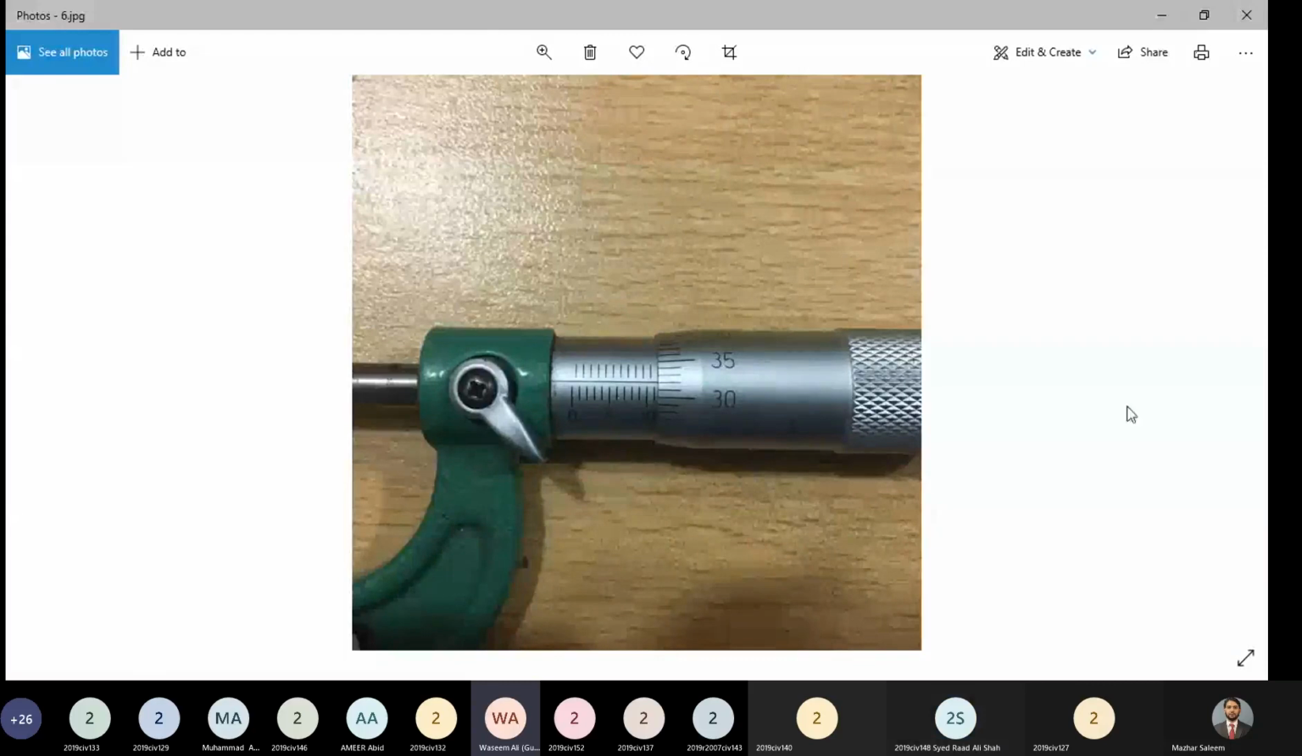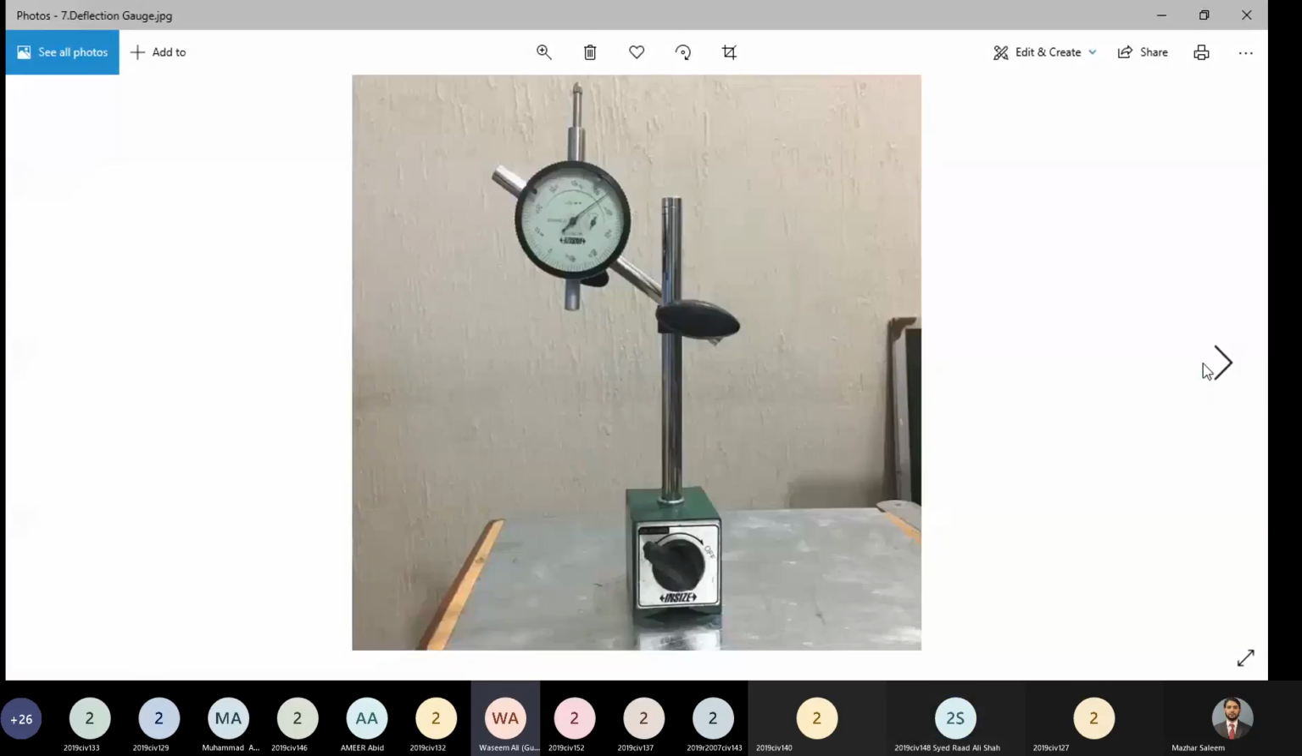Okay, so with this, now let's move to our next instrument, that is deflection gauge. This is a picture of the complete instrument. Excuse me, sir. You will be pasting it in your, yes.